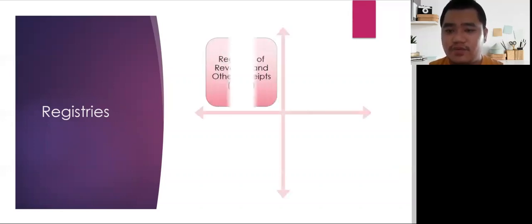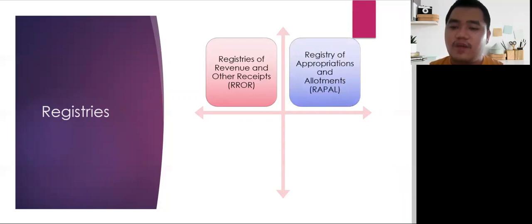So now, what are these budget registries? So first, we have the Registries of Revenue and Other Receipts, or RROR. These are used to monitor the budgeted amounts, actual collections, and remittances of revenue and other receipts. Next, we have the Registry of Appropriations and Allotments, or RAPAL. This is used to monitor appropriations and allotments, to ensure that allotments will not exceed the appropriations.